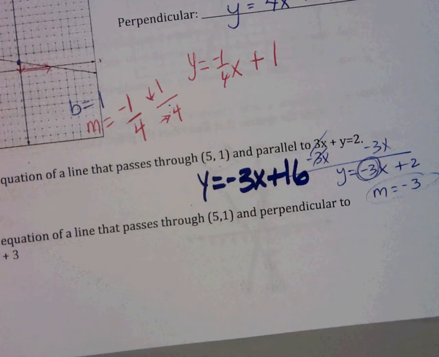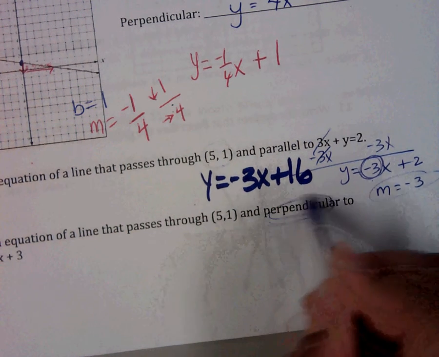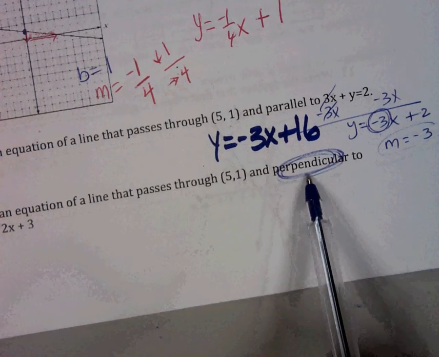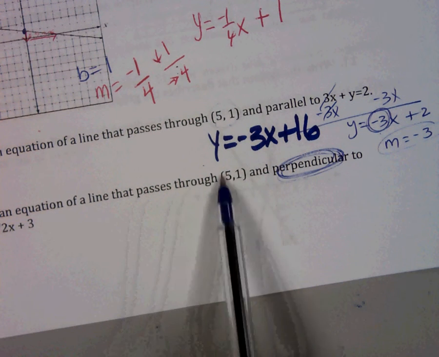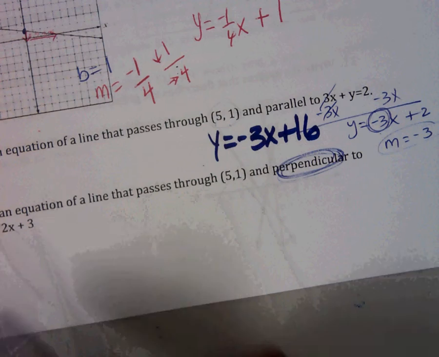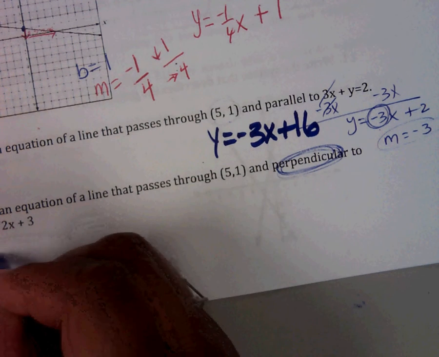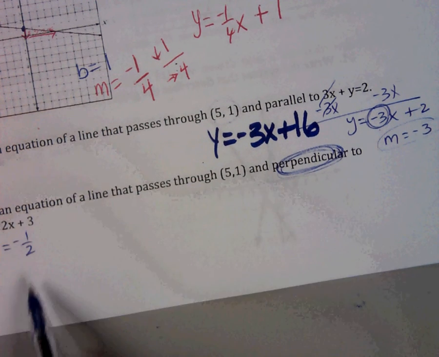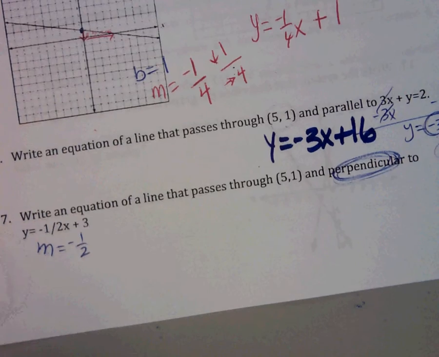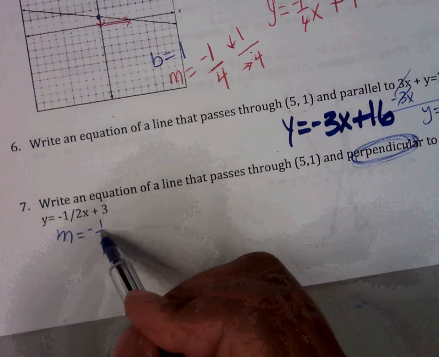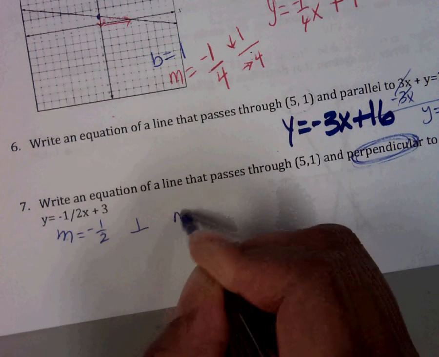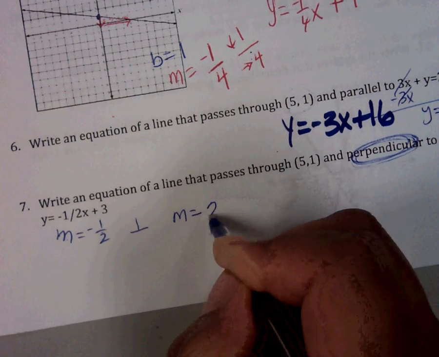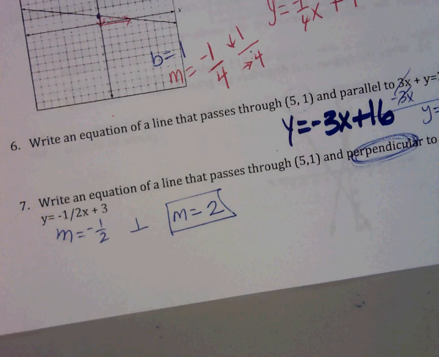I'm going to do number 7 different because it says perpendicular. Perpendicular slope for this that passes through this line. Perpendicular slope means take the slope, and I don't have to solve this one for y. It's already solved for y. So perpendicular to that means change the sign, flip it. I need to use this slope.